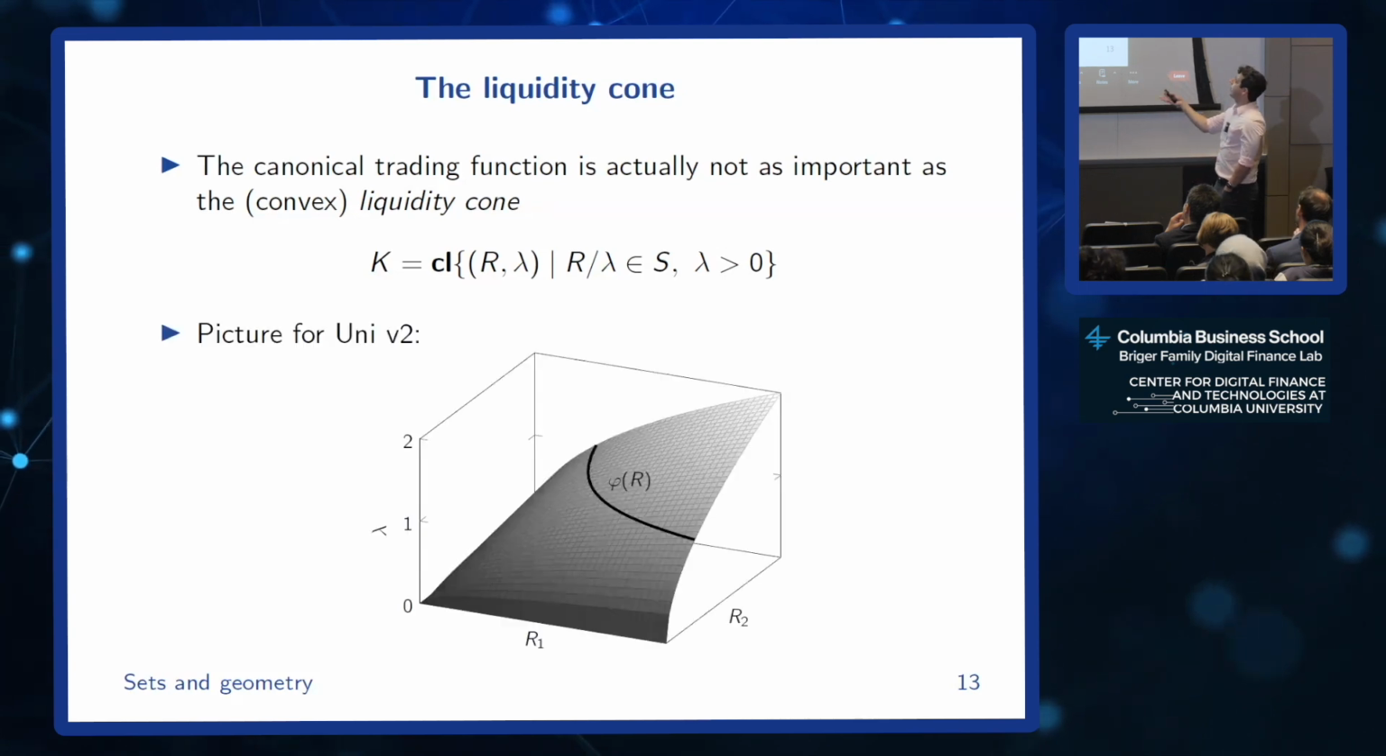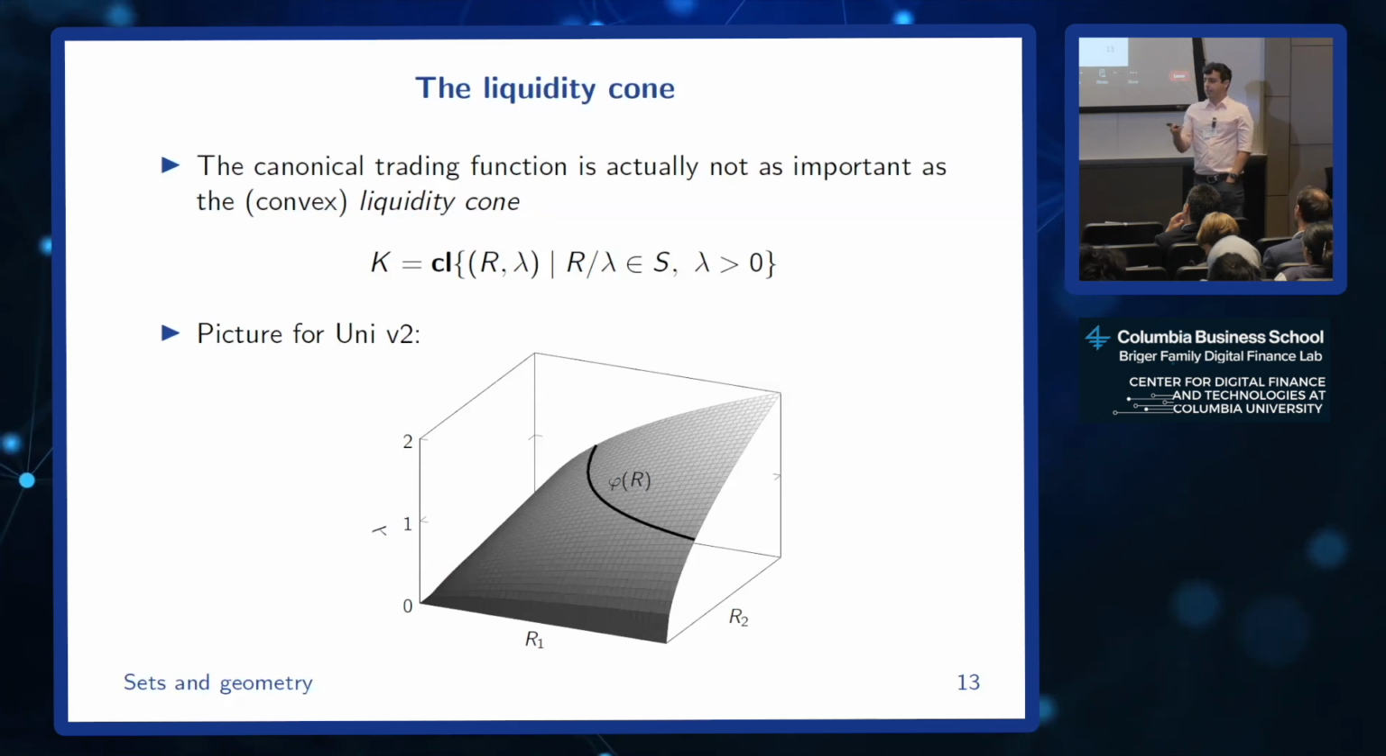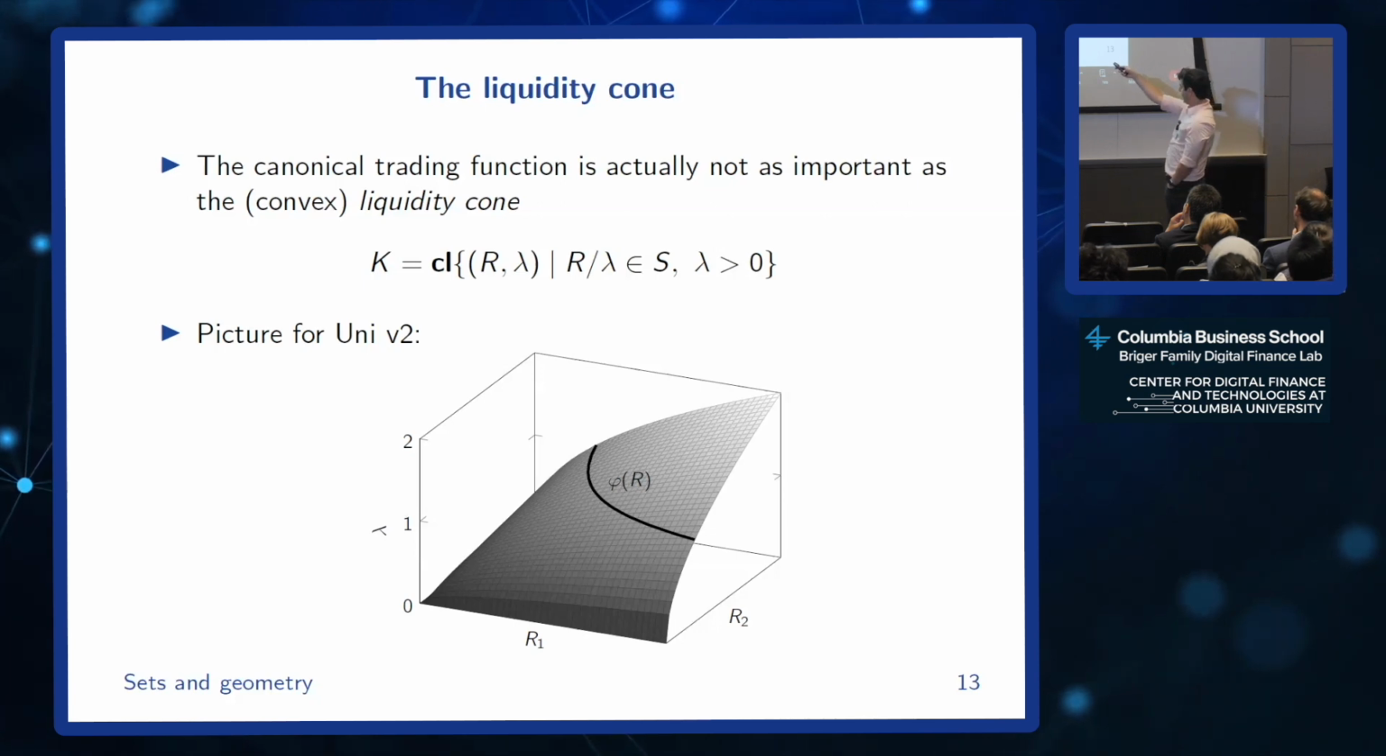Okay, so it's a cone because if you take any element in K and multiply it by any positive constant, that is also an element in K. And so we can see the picture for Uniswap V2: take any point here, draw the line from 0 to that point, and scale it by any amount, it certainly still lies in the set itself. And you can see here is the iso-curve carved out by the canonical trading function.